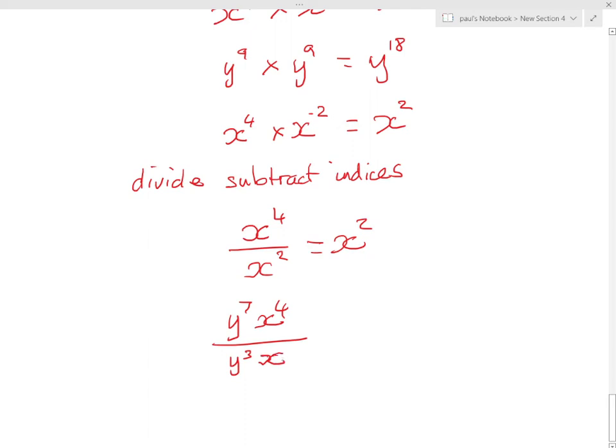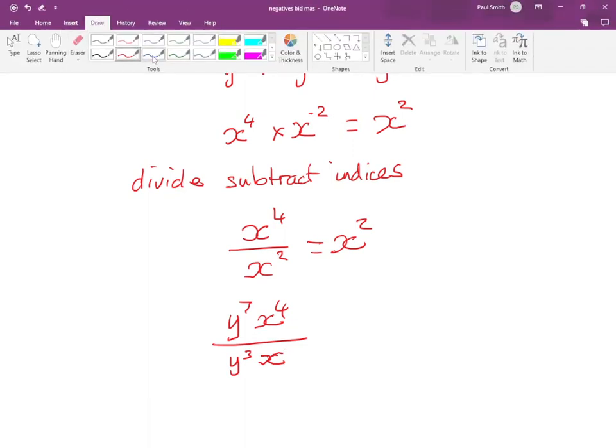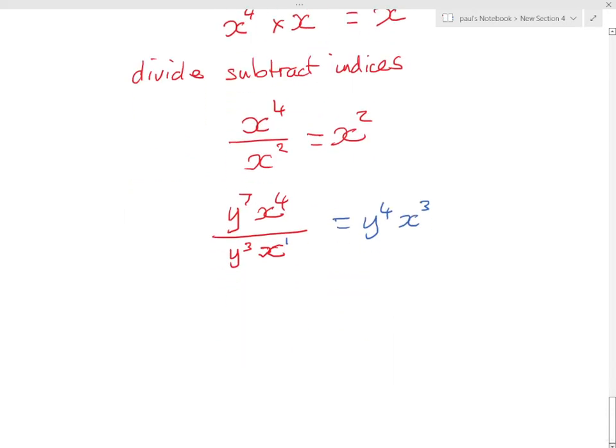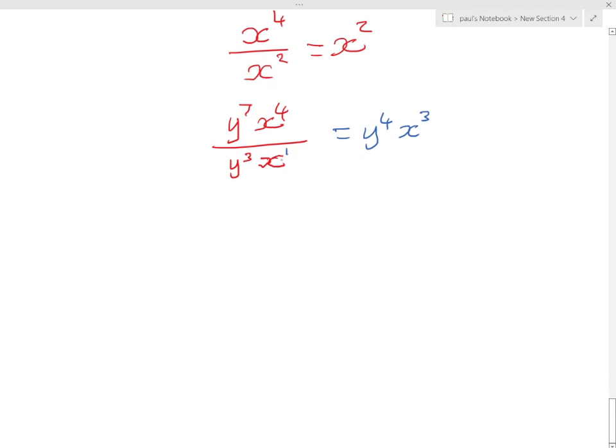Now what is this, x alone? In maths they miss a lot of stuff out. When there is no number next to the letter, it means that it's a 1. It's just one of them. So the 7 take away the 3 gives you y to the 4, and the 4 take away the 1 gives you x to the 3. Yeah? So what? That's a funny number, yeah?